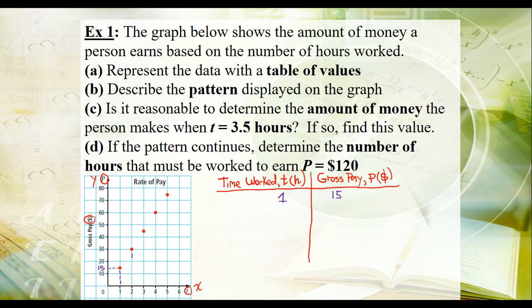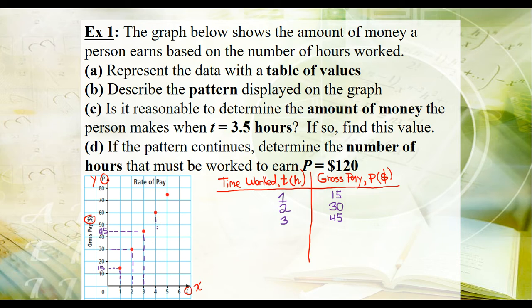The second point, if we go down to the x-axis, it would hit the x-axis at 2. And if we go across to the y-axis, that point would be 30. So if we work 2 hours, we make 30 bucks. This point, if we go all the way down to the x-axis, we've worked 3 hours. And then if I go across to the y-axis, between 40 and 50 would be 45. So this would be 45 here.